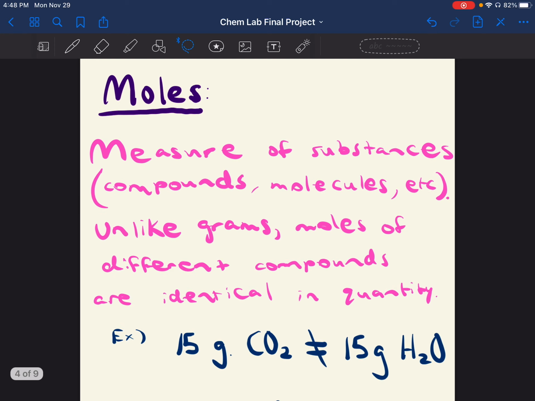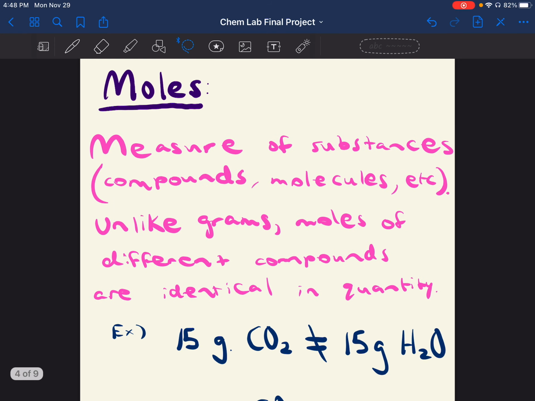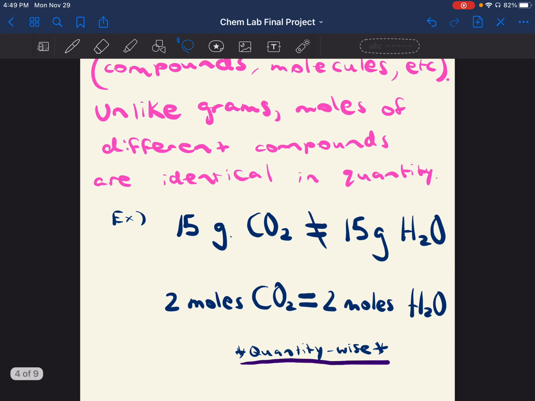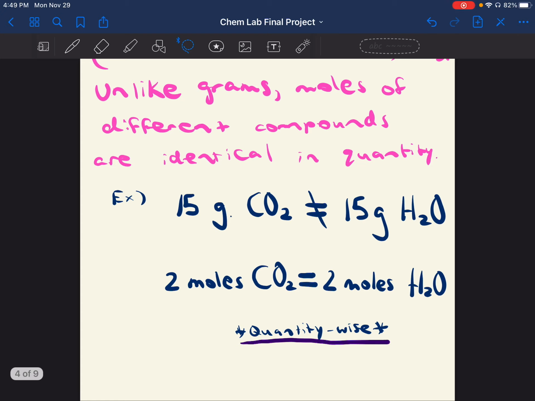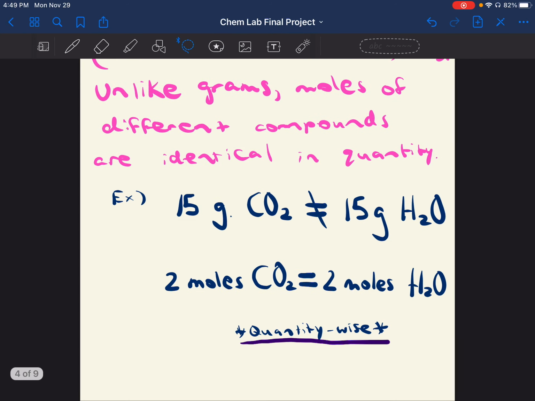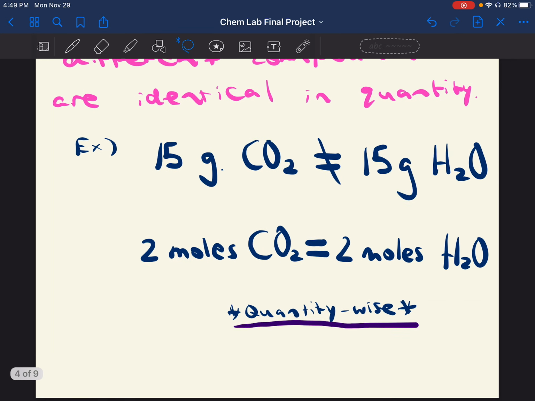So to start, moles are the measure of a substance. They're a unit of measure just like grams are, except they're more equal between different kinds of compounds or molecules. So that means 15 grams of CO2 is not the same quantity as 15 grams of H2O. However, 2 moles of CO2 is the same quantity as 2 moles of H2O. That's definitely helpful during chemical reactions, knowing that.